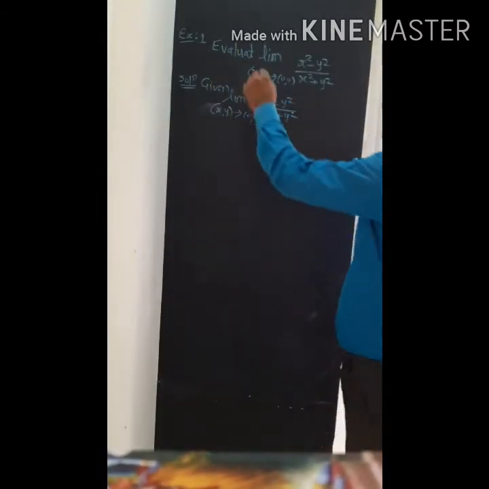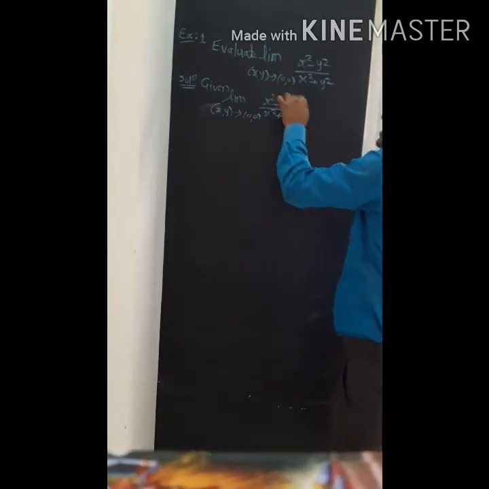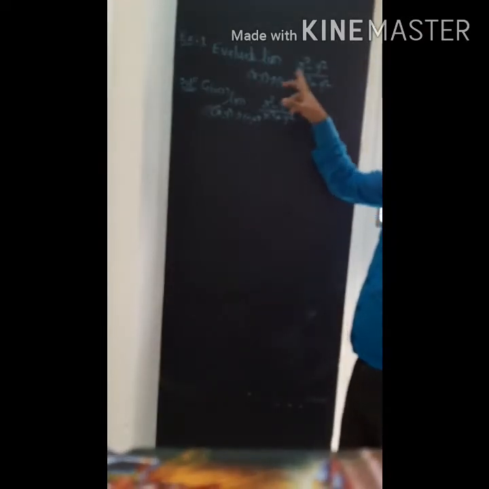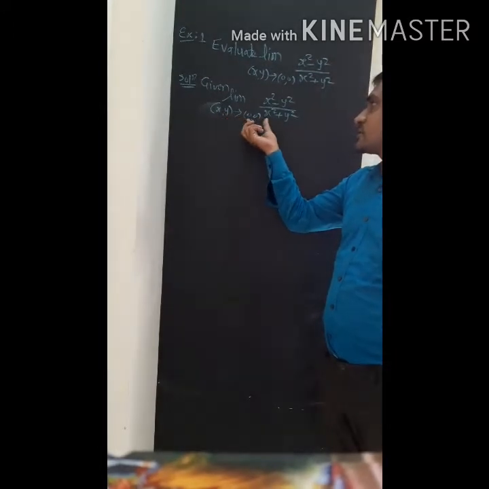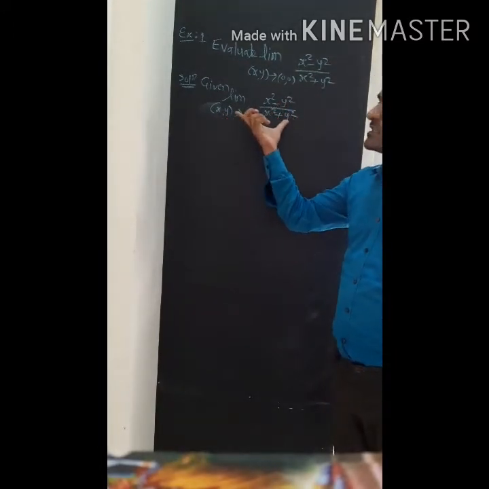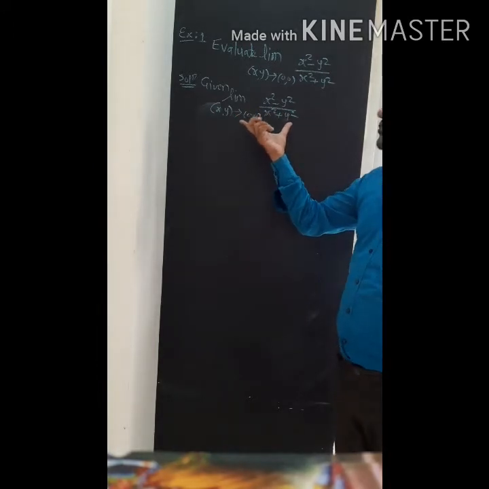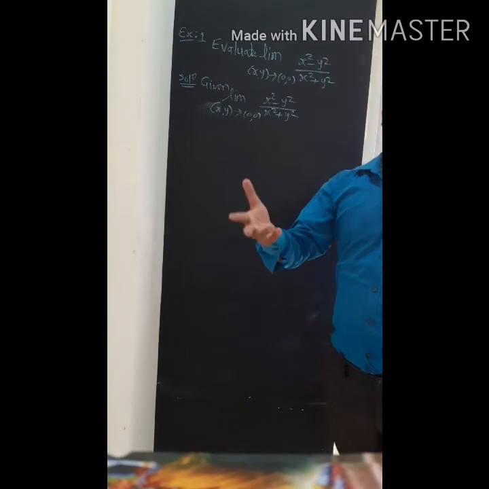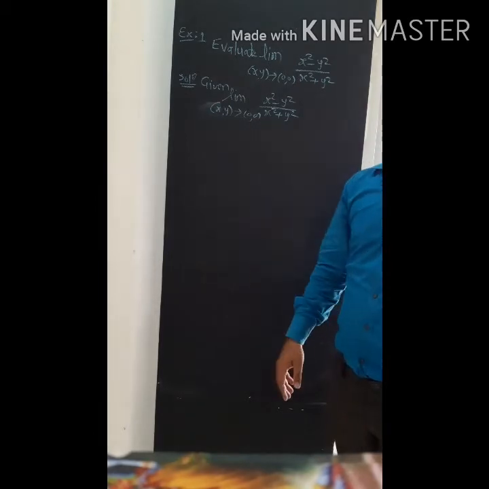Evaluate the limit (x,y) tends to 0 of x square minus y square upon x square plus y square. Given this limit, we have to solve it. So take the limit along two different paths. If we take the limit along two different paths and we get different values of limit, the limit of the given function does not exist.